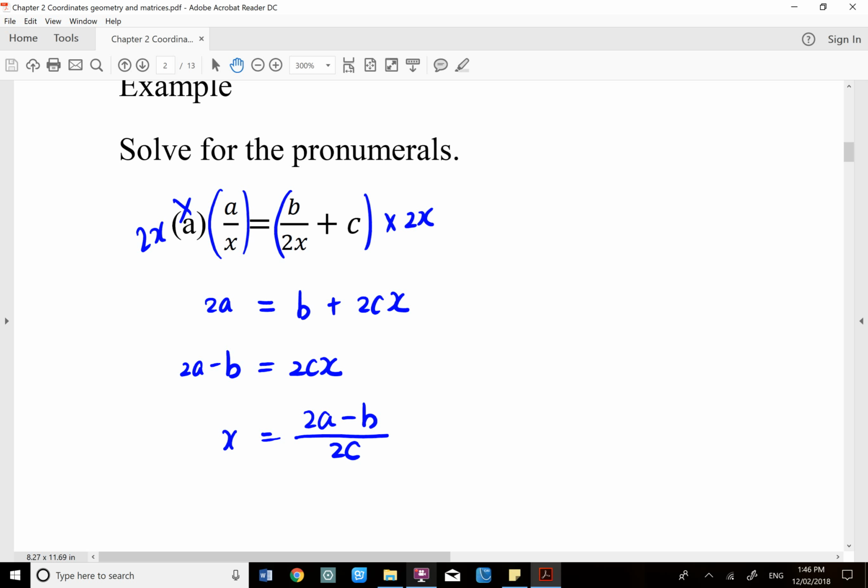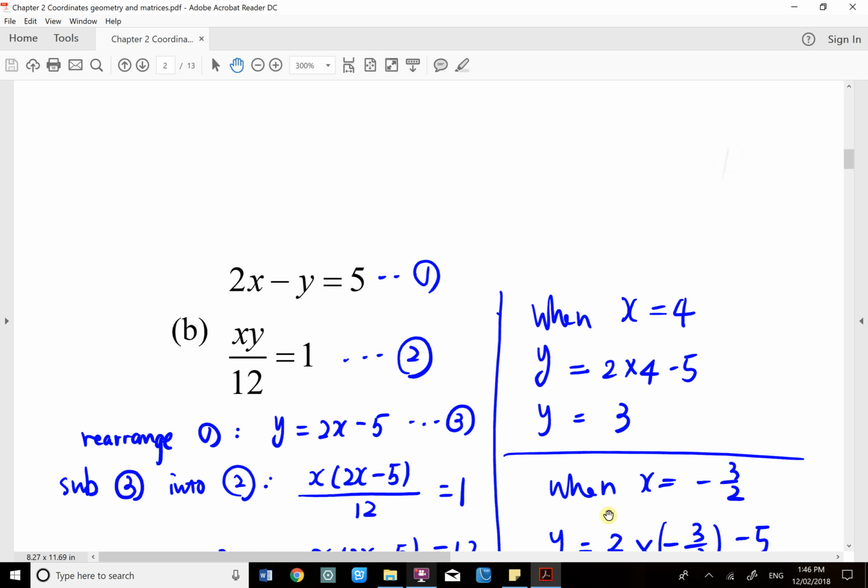Last step is just you divide. You divide the coefficient of x. So you will have 2a minus b divided by 2c.